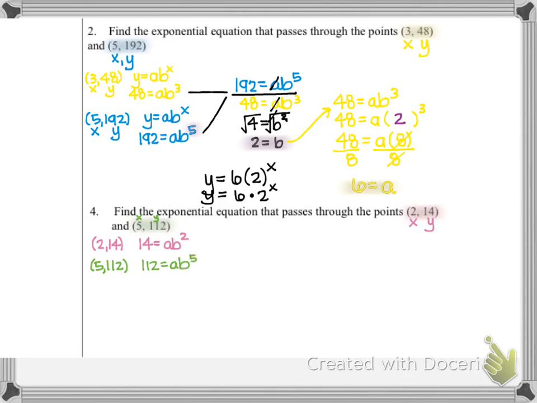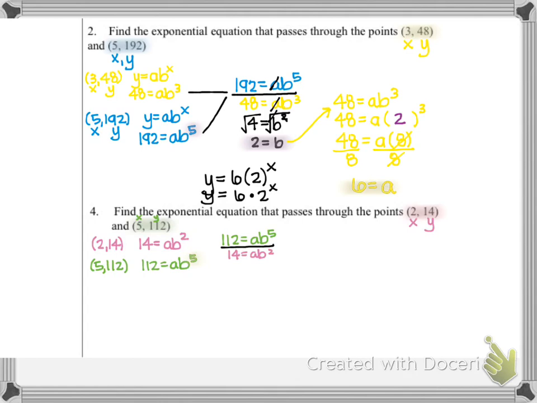Then from here, I'm going to identify which one of these has the biggest exponent on B, and that is going to be the green guy. So the green equation is going to go on top. So 112 is equal to AB to the 5th, and then I'm going to divide by my other equation, which was 14 is equal to AB squared. Notice that everybody's nice and stacked up, which is what I want.